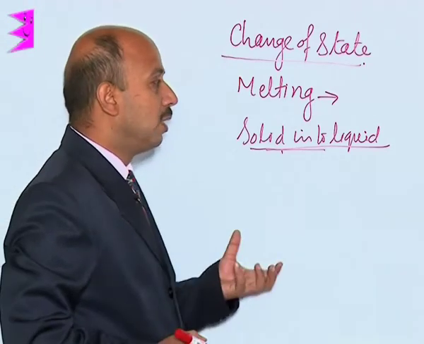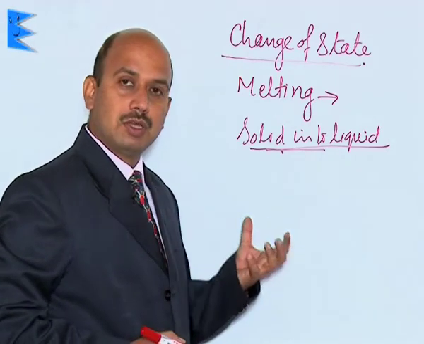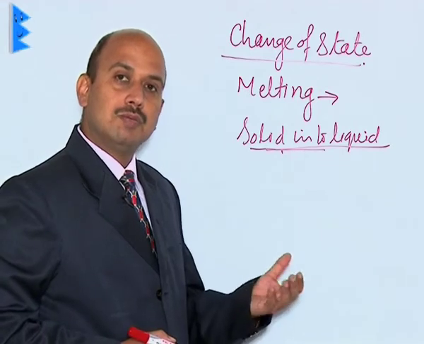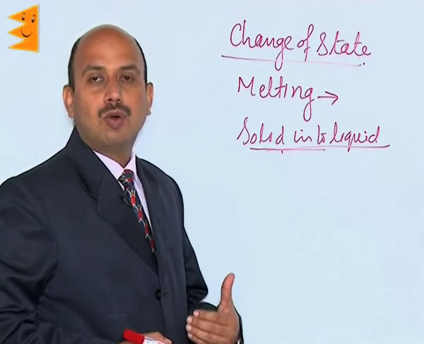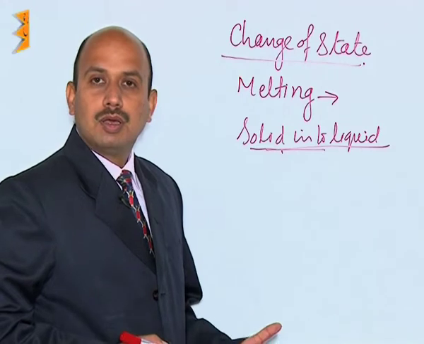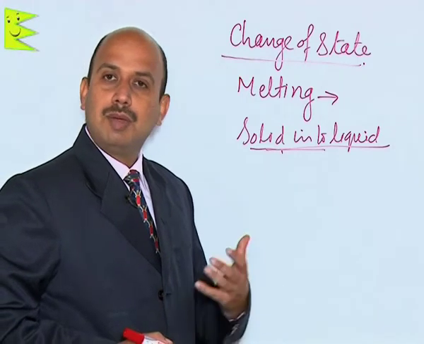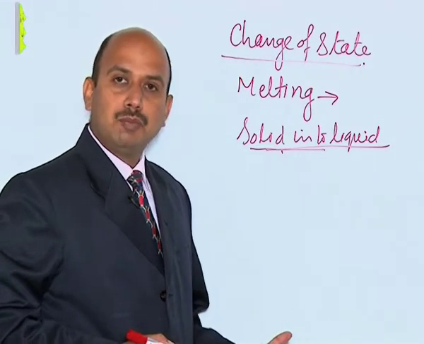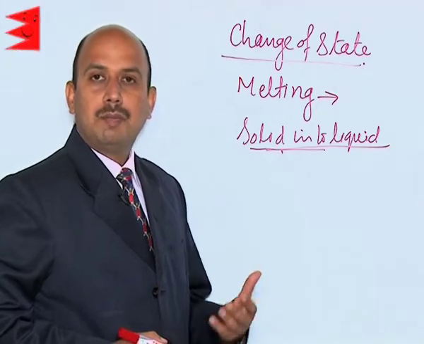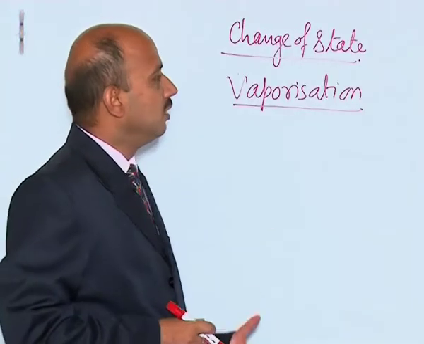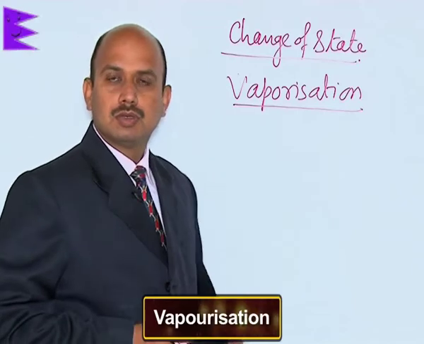And at this temperature, whatever temperature is required, or at what temperature both the states coexist, that is called the melting point of the body. But different bodies have different melting points, and this melting point of the body changes with the pressure. Now say next one is the process of vaporization.